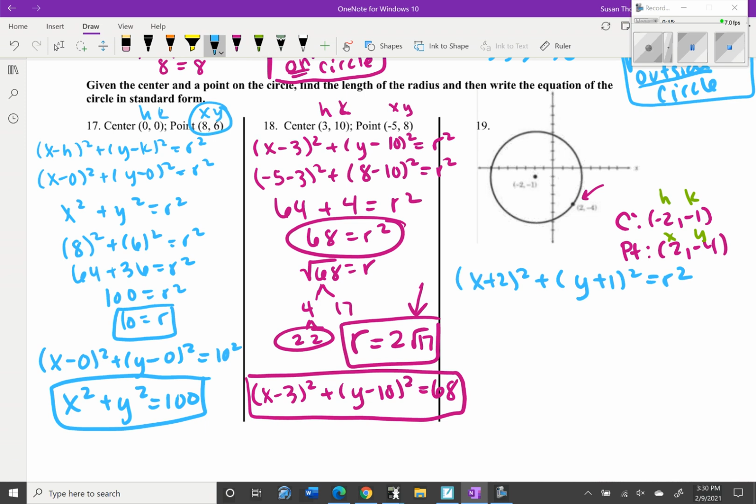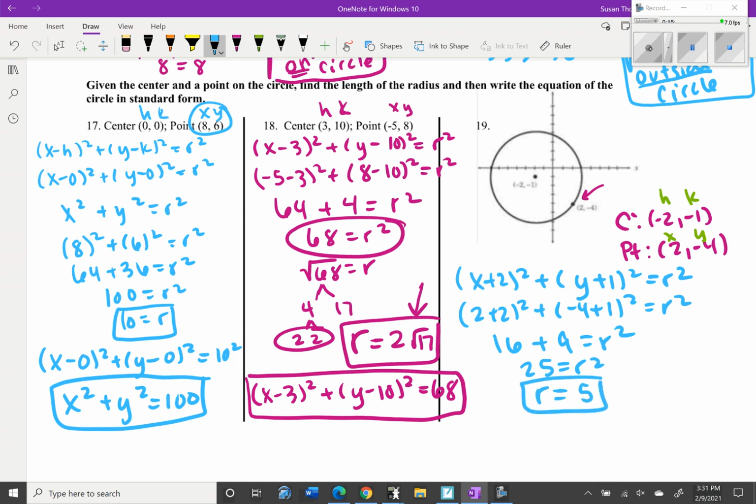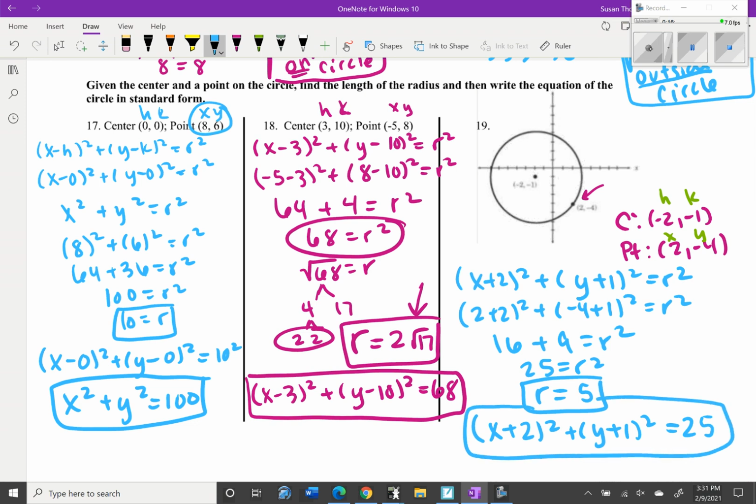So now I'm going to plug in our numbers for x and y. So now we have 2 plus 2 squared plus y, which is negative 4 plus 1 squared equals r squared. 2 plus 2, of course, is 4. So 4 squared gives us 16, and then negative 4 plus 1 is negative 3. Negative 3 squared is 9 equals r squared. So that gives us 25 equals r squared. So that means, of course, our radius is equal to 5. And then for our equation, we get x plus 2 squared plus y plus 1 squared is equal to 25. So that would be our equation in standard form.